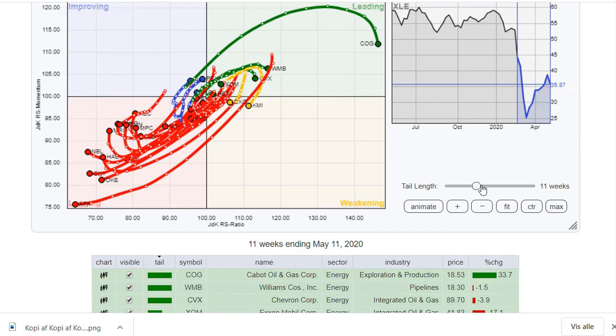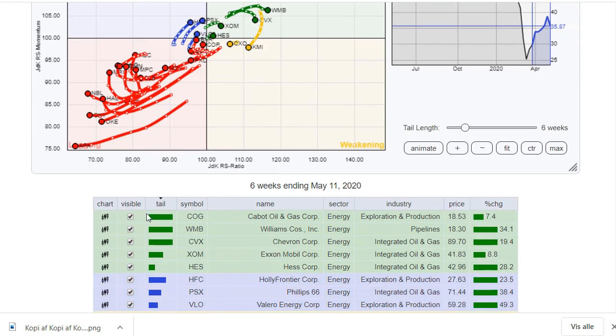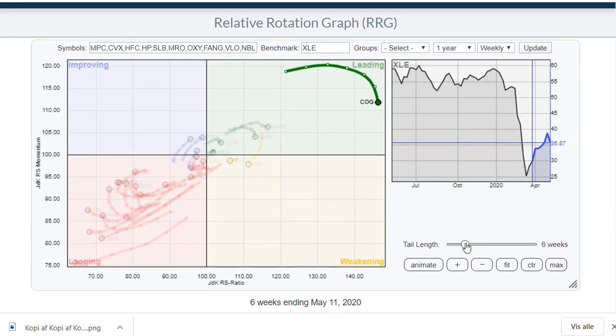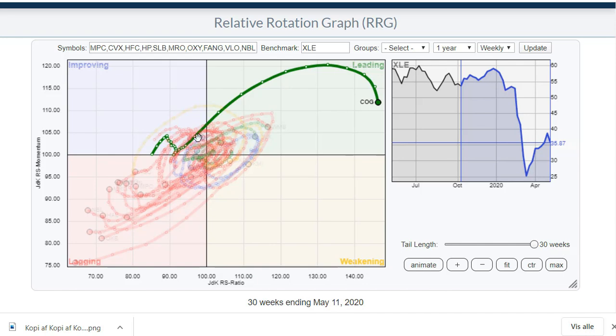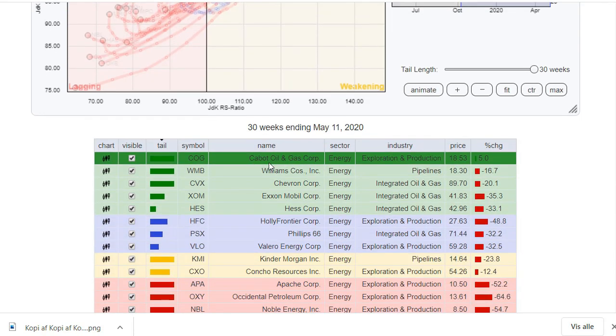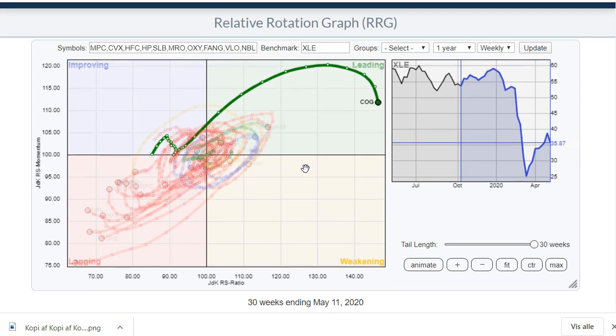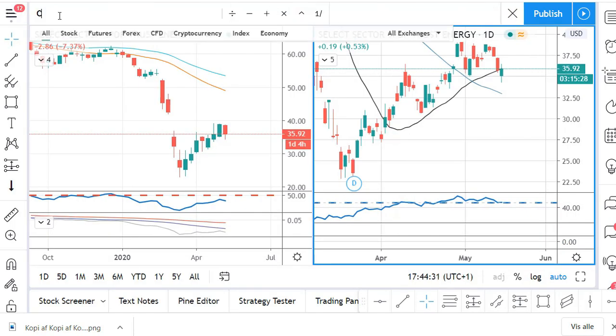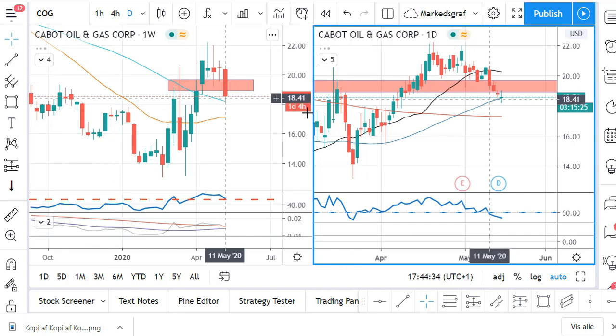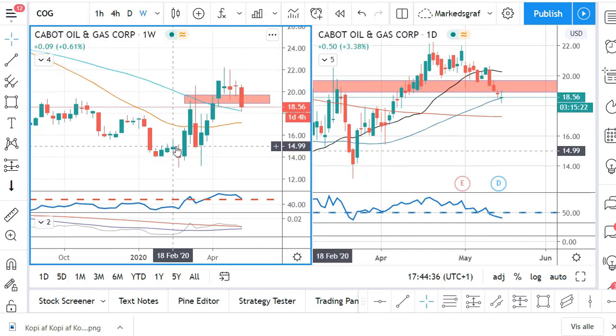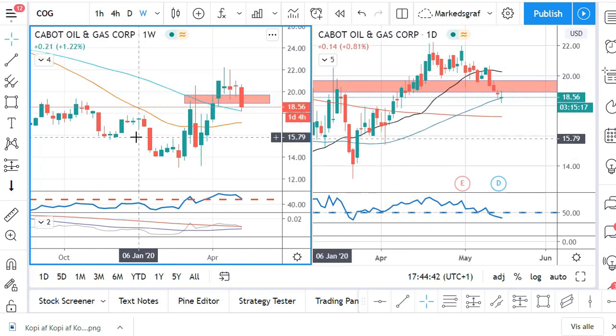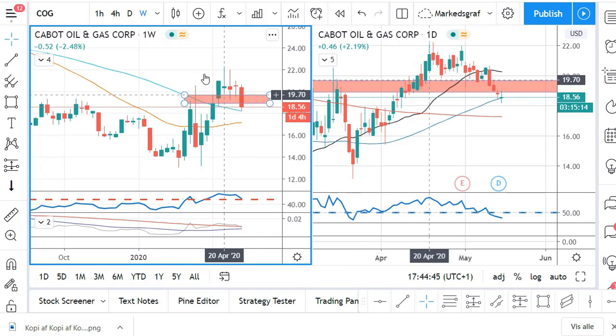Let's just have a look here. This one gets a bit messy. Let's just take one of them. You can see here how it has moved over the last 30 weeks. So COG here, the Cabot Oil and Gas Corporation, has actually been one of the strongest in this group. Now, if we take a look at the chart here, I haven't really seen that. But as you can see, in a time where oil has actually been beaten down, this Cabot Oil has been moving upwards, sideways and upwards here.